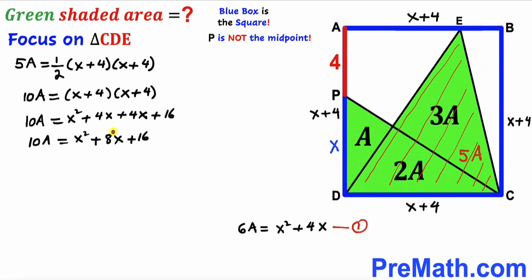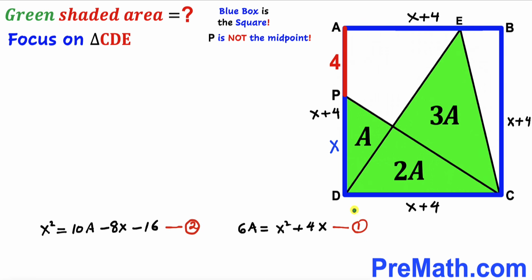Now I'm going to move 8X and 16 to the other side. So we end up with X square equals 10 times A minus 8X minus 16. I'm going to label this as our equation number 2. Thus we end up with these two equations, equation 1 and equation 2.